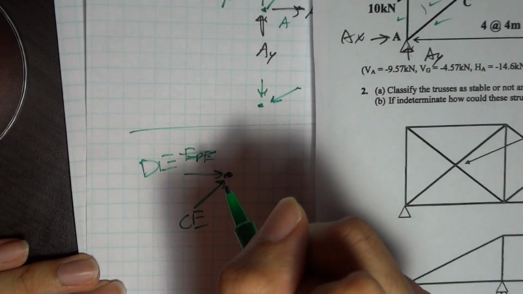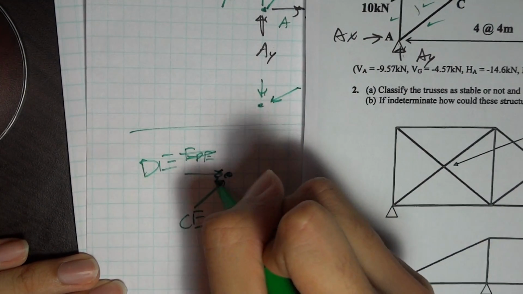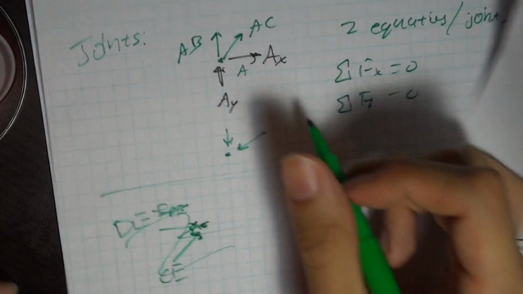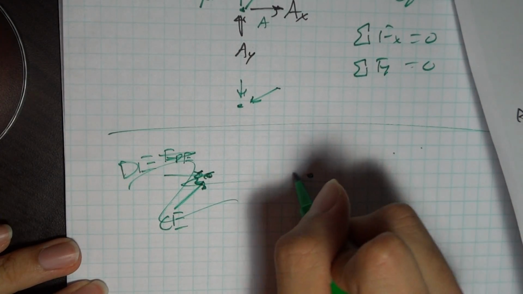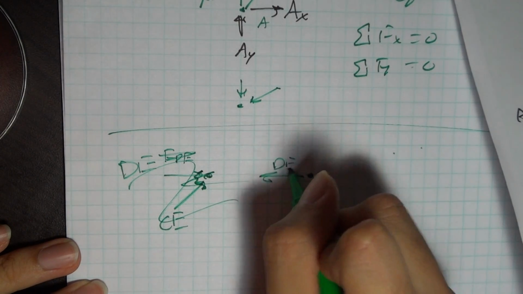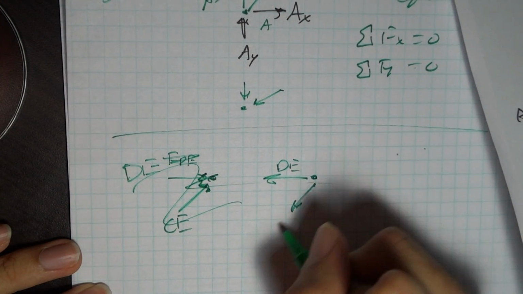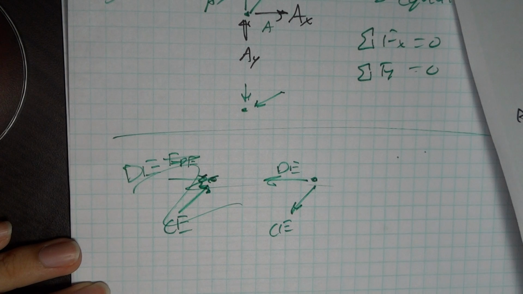And again, I should draw these arrows the other way. I should keep my signs consistent. I'm sorry, I'm going to do that part again. I should have DE and CE here.